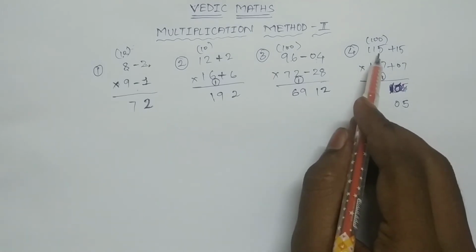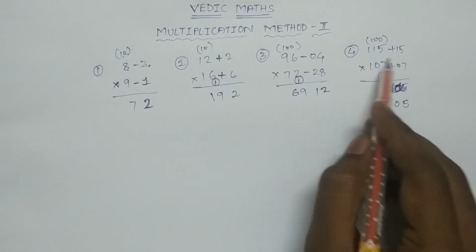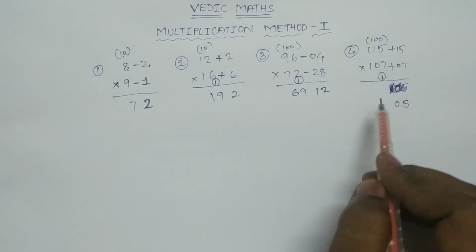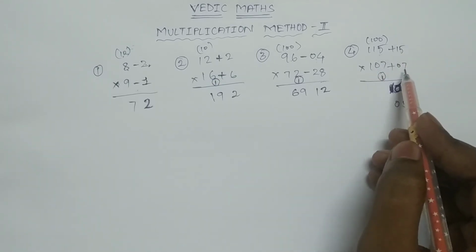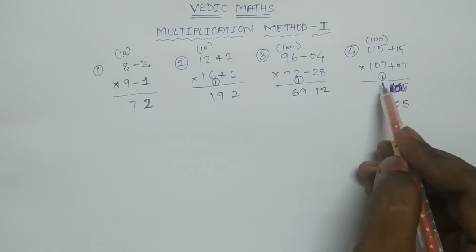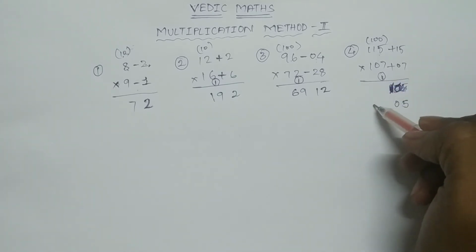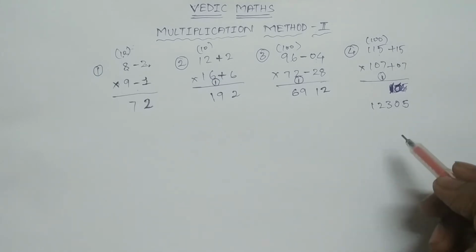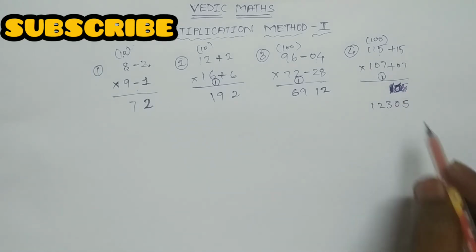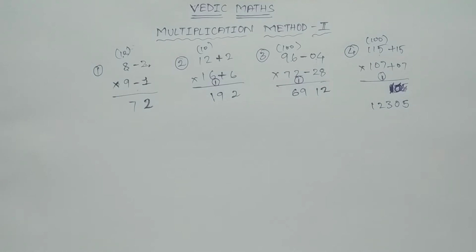Again we have to add crosswise, 115 plus 7 or 107 plus 15. 115 plus 7 is 122. For 122, if we add 1 it will become 123. The answer is 12,305. See how simple this method is.